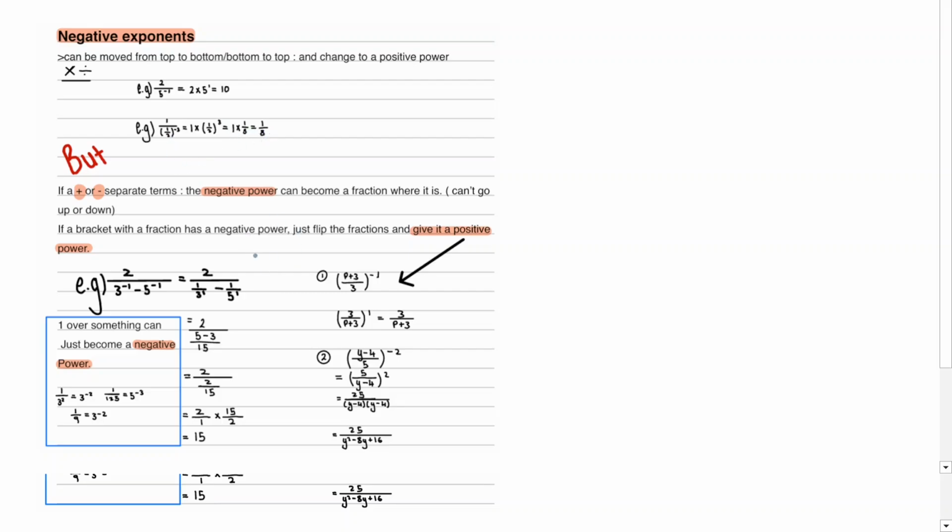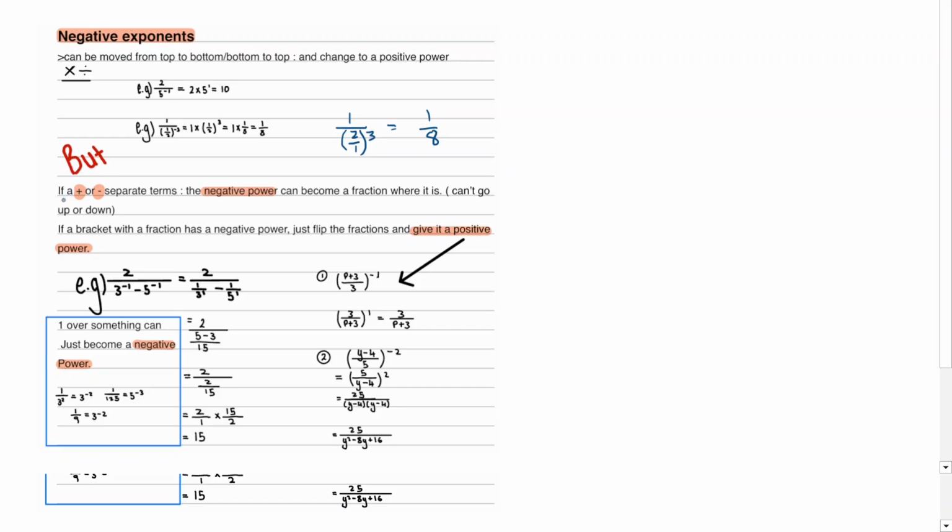Another way, which I'm going to discuss a little bit further, is that if I've got a negative exponent, I just flip the contents of the bracket around and make it positive. So you could have also done that. Instead of bringing it all the way to the top, you could have just flipped the fraction around and changed the sign. That would have given you 2 to the 3, which is 8. So 1 over 8.